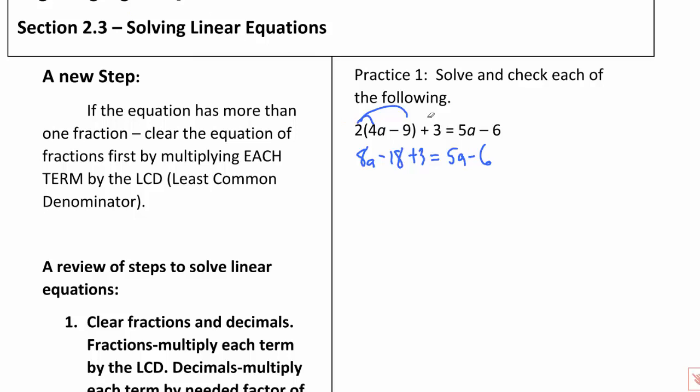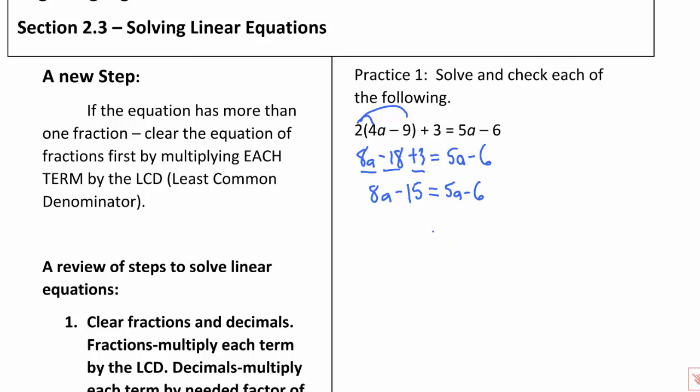And yes, sometimes my a's and 9's look a little bit the same. Let me make that a little bit more clear. There we go. Now, on the left-hand side, I still need to combine those two. I need to rewrite the 8a. So 8a, then negative 18 plus 3: 18 minus 3 is 15, and the 18 is negative, so that makes it minus 15, is equal to 5a minus 6.